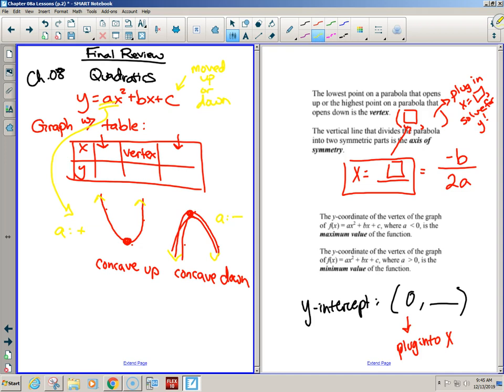Now there's this whole max-min thing. We have our vertex here and here. Minimum is going to be the lowest point. Maximum is going to be the highest point. Guys, what am I trying to do on this page? Give you some good things for your formula sheet.